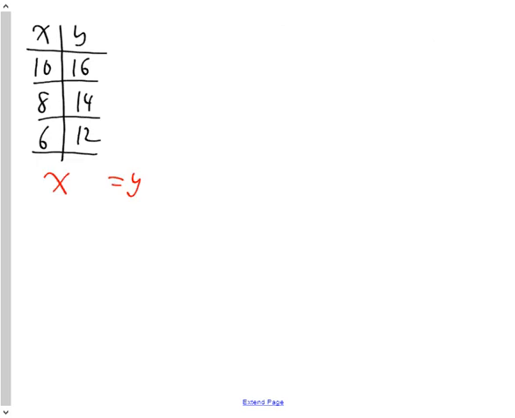The third one gives us this table, and if we do the same process, the difference here is not going up by 2, but rather going down by 2. And the difference here is also going down by 2. So if I take my difference of y divided by the difference in x, that'd be negative 2 divided by negative 2, which means it's a positive 1.